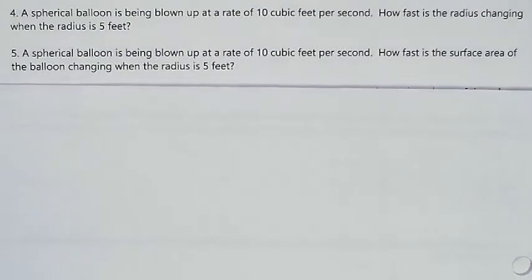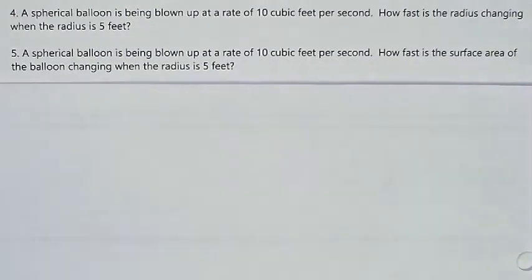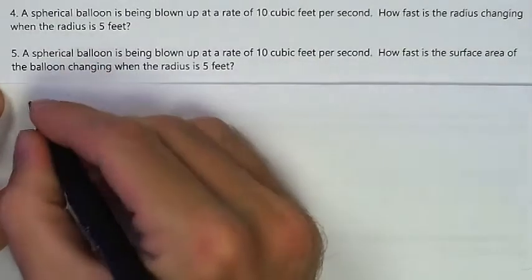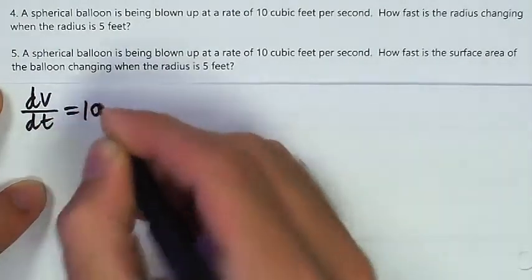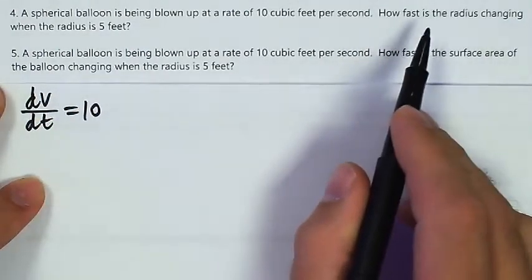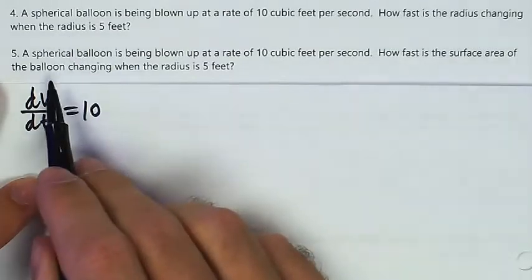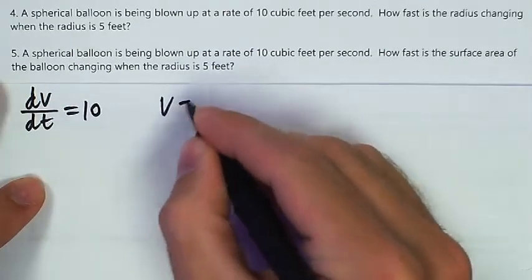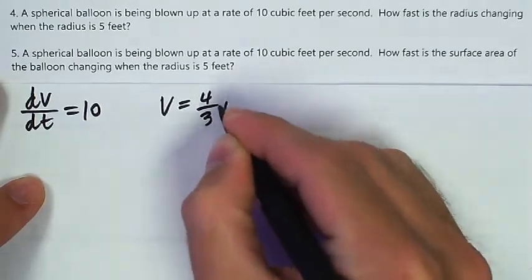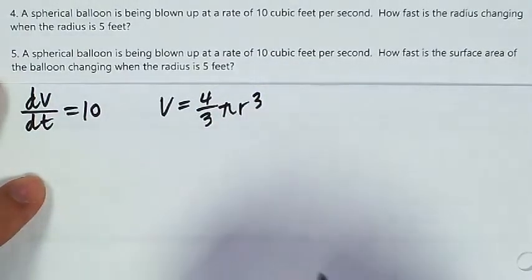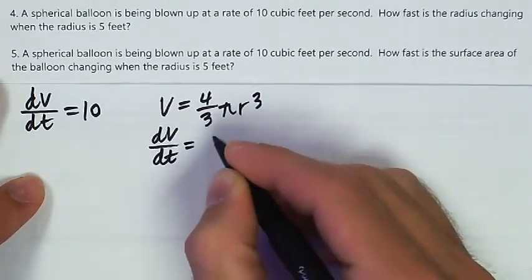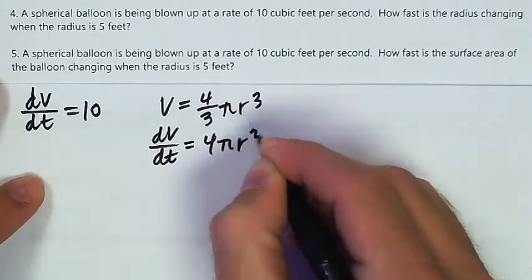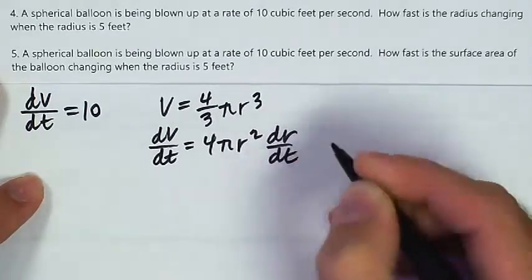All right, the next couple of them are related to the same scenario where a spherical balloon is being blown up at a rate of 10 cubic feet per second, which means that the rate of change of volume with respect to time is positive 10. We're going to want to know how fast is the radius changing when the radius is 5 feet. Well, V equals 4/3 pi r to the third. So dV/dt equals 4 pi r squared dr/dt.